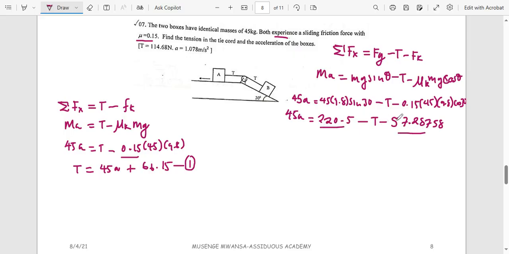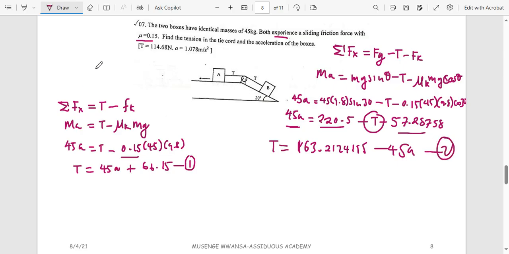So 220.5 minus the 57. And then what I'll do is that I'm going to get this guy, take it the other side of the equation, it becomes positive, right? And then 220 minus 57 gave me a positive 163.2124195. And then I'll take this 45a, take it the other side, it becomes negative 45a. This is equation 2. So we have got two equations.